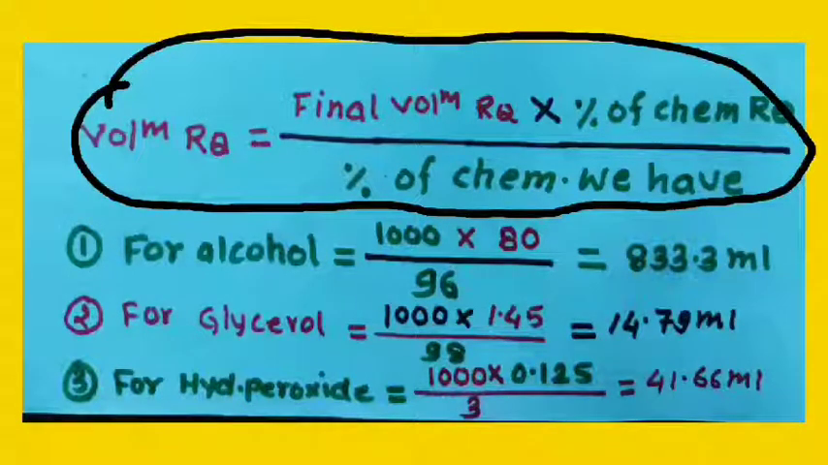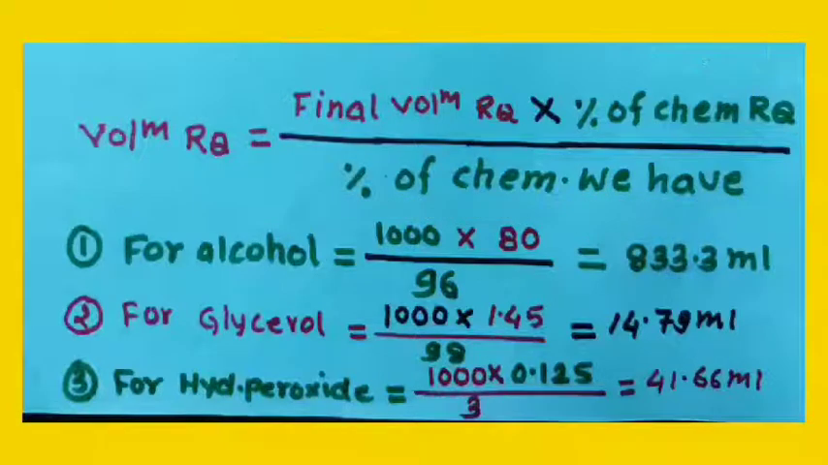For example, for alcohol, 1000 is multiplied by 80 because in the final product according to WHO recommendation we need 80% alcohol, divided by 96, the commercially available percentage of ethyl alcohol, which gives the exact calculation, that is 833.3 ml of alcohol.